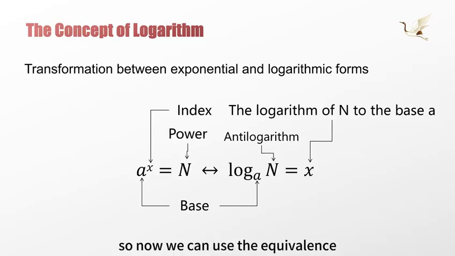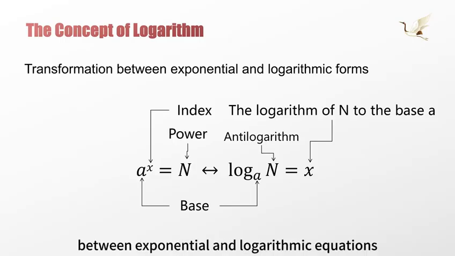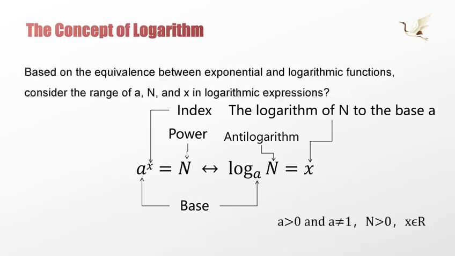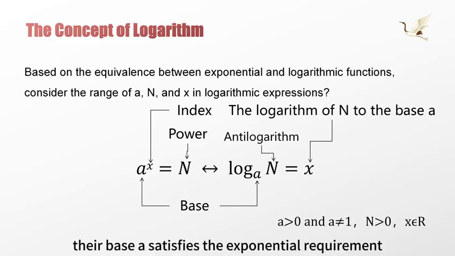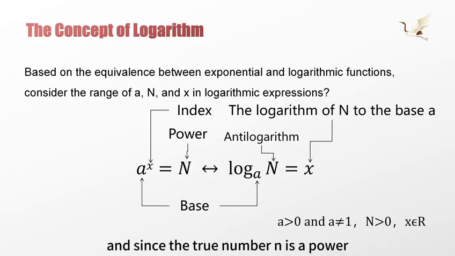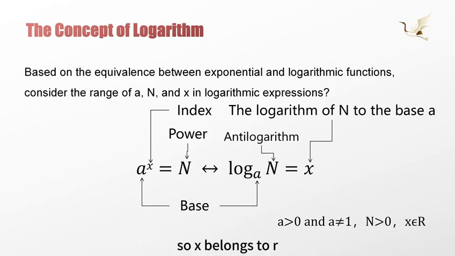So now, we can use the equivalence relationship between exponential and logarithmic equations to consider the ranges of a, n, and x in logarithmic equations. The base a satisfies the exponential requirement, so naturally it must be greater than 0 and not 1. Since the true number n is a power in the exponential equation, naturally n is greater than 0, and the logarithm is the exponent in the exponential equation, so x belongs to R.